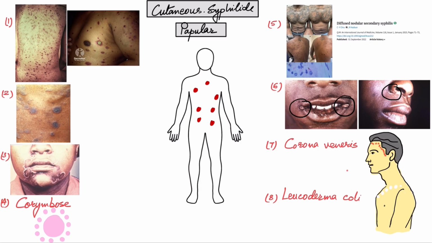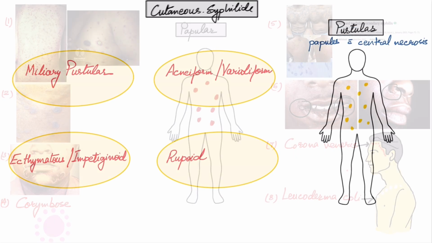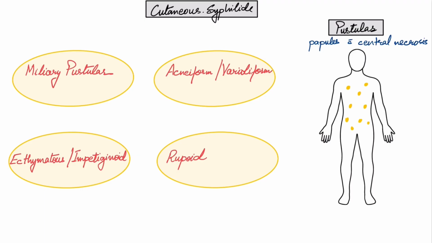Most of the images are from the CDC Public Health Image Library. One is a case report and one is from DermNet, which has already been watermarked. We have done with macular syphilid and the papular syphilid. The last variant is the pustular syphilid. These are papules with central necrosis due to endarteritis obliterans that leads to crusted papules and ulceration.